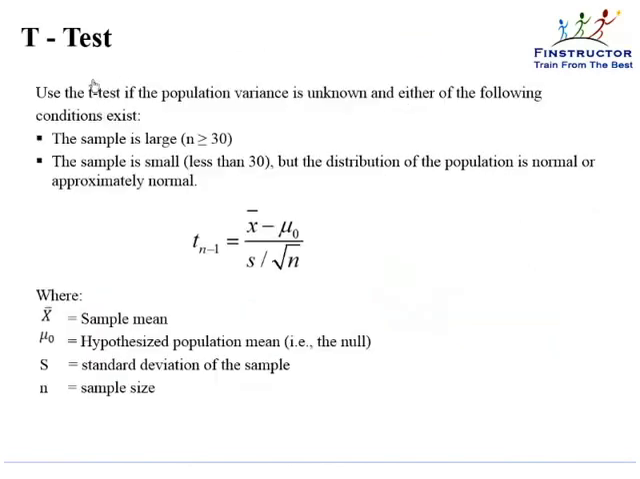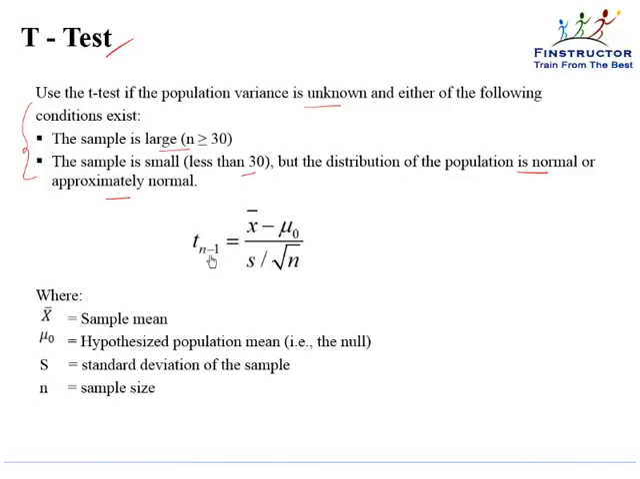So we studied the t-distribution earlier. Theory says that we should use the t-test if the population variance is unknown and if the sample size is large, or when the sample size is less than 30 but the distribution of the population is normal or approximately normal. In both these circumstances, we should use the t-distribution or the t-statistic.